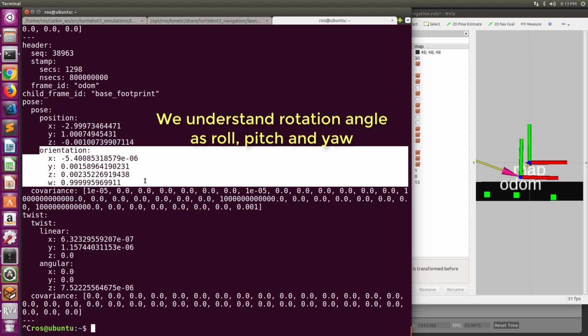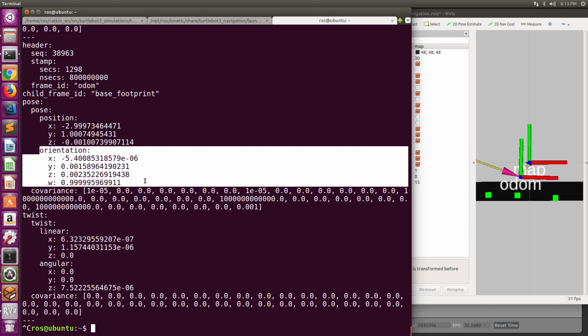In the next lecture, we will introduce the theoretical foundation of orientation in 3D space, and we will see the relation between the human-readable format of the orientation, roll, pitch, and yaw, and the ROS-readable format of orientation called the quaternion. And you will understand why the quaternion is the preferred format for representing orientations in ROS.